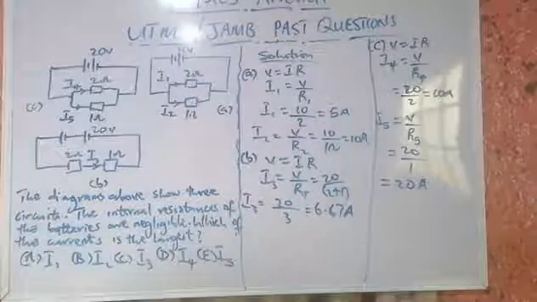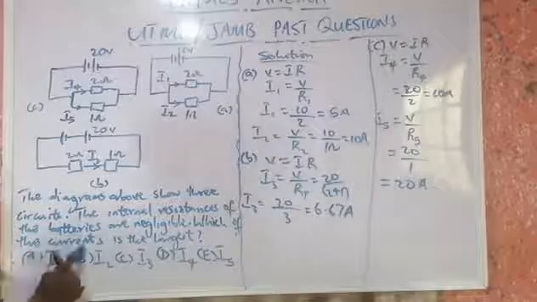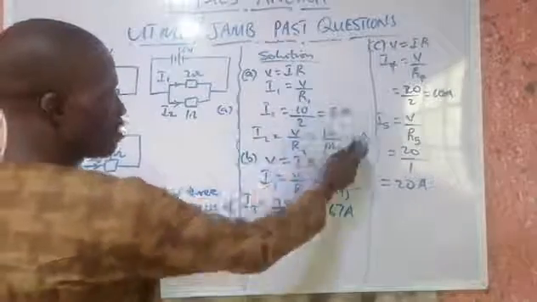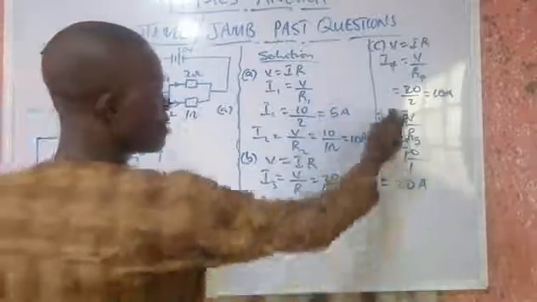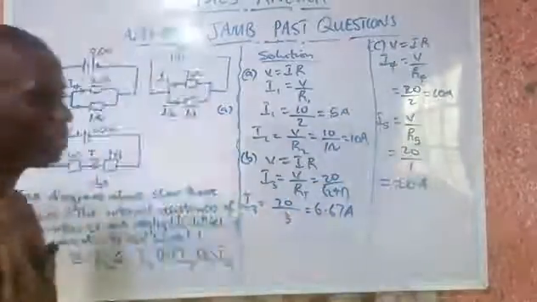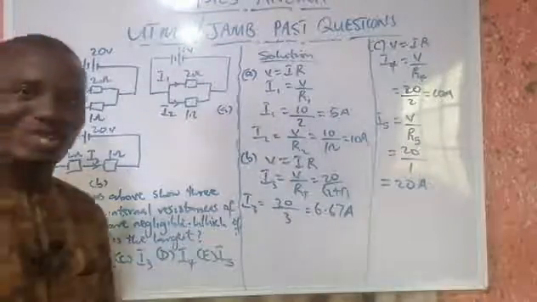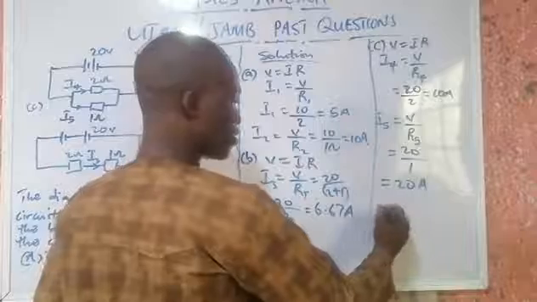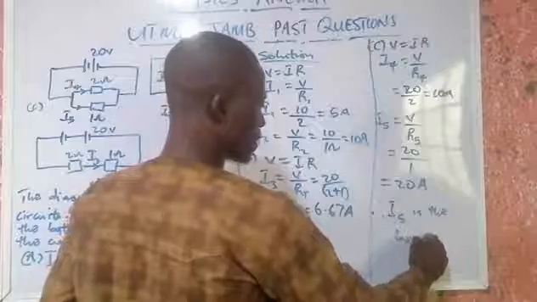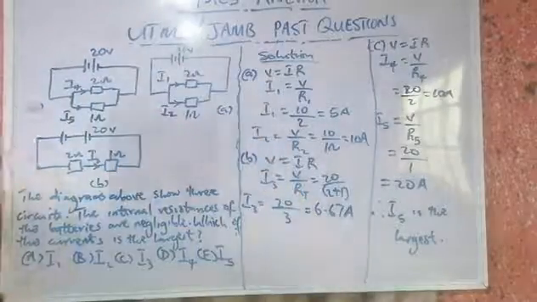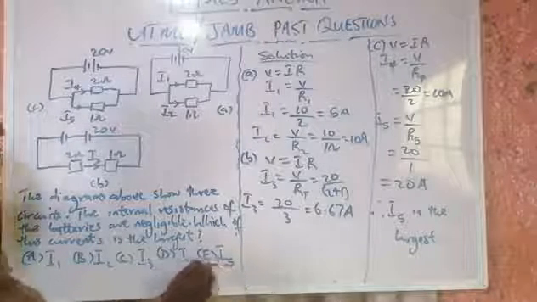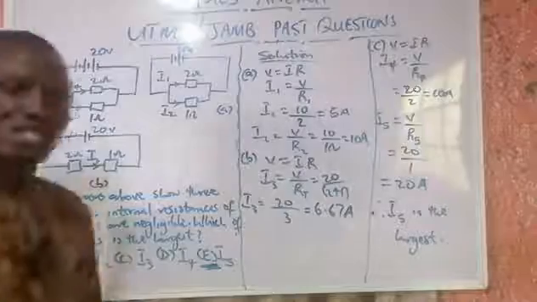So clearly, look at this now and go back to the question. Which of the currents is the largest? When you look at this, I1 is 5, I2 is 10, I3 is 6.67, I4 is 10 ampere, and I5 is 20 ampere. So clearly we can see that I5 is actually the largest. Intentionally I put options here so that you can see A, I1, B, I2, C, I3, D, I4, E, I5. So your correct option here is going to be E, which is I5.